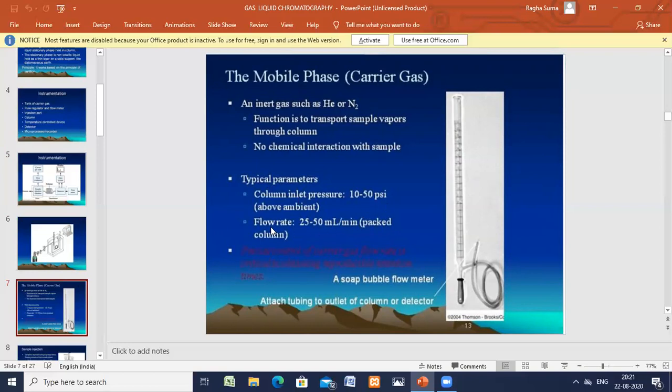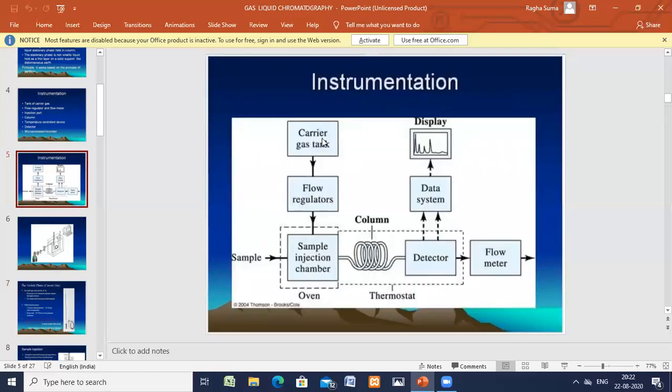Next, flow rate, it should be 25 to 50 ml per minute for the packed column. Okay, got it now? These are the parameters. So attaching the tube outlet of the column, here, attaching that column, you can get this mobile phase.